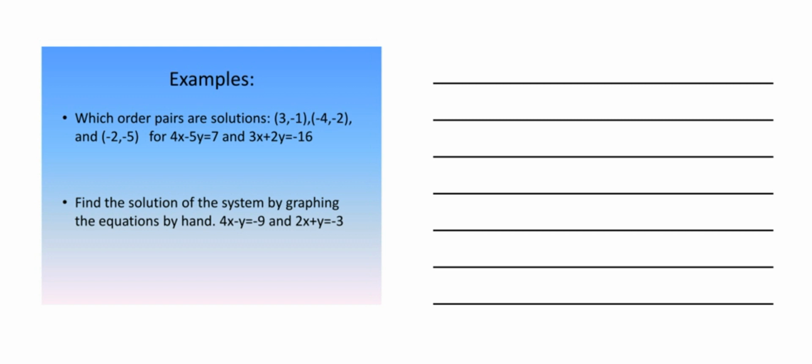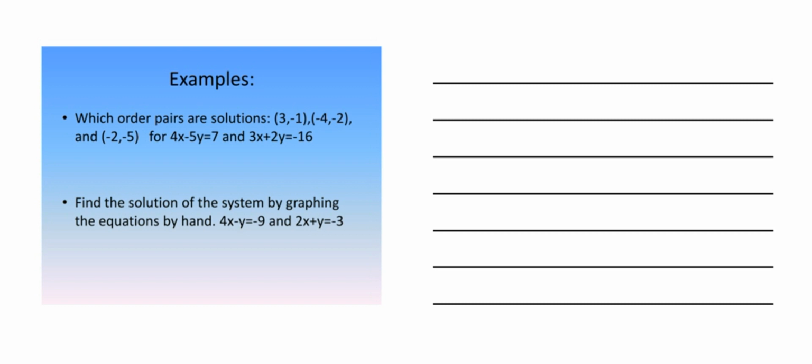Some more examples. Which ordered pairs are solutions? 3 comma negative 1, negative 4 comma negative 2, and negative 2 comma negative 4 for 4x minus 5y equals 7 and 3x plus 2y equals negative 16. So that implies that we're basically just checking to see if they work for those particular equations.